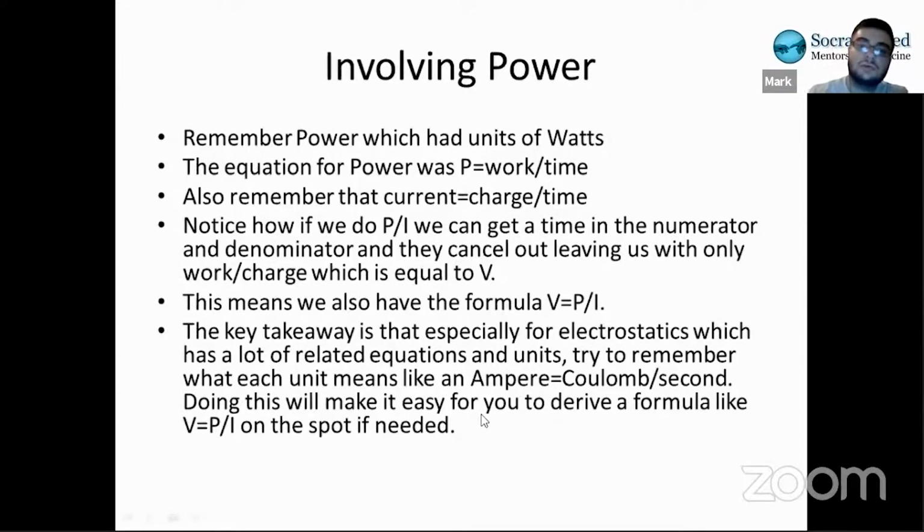Notice how if we do power over current, we can get time in the numerator and time in the denominator. So they cancel out, leaving us with only work over charge, which is equal to V. Let me write that out for you guys, okay?